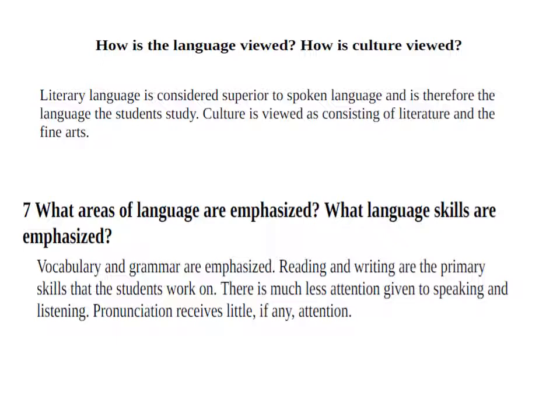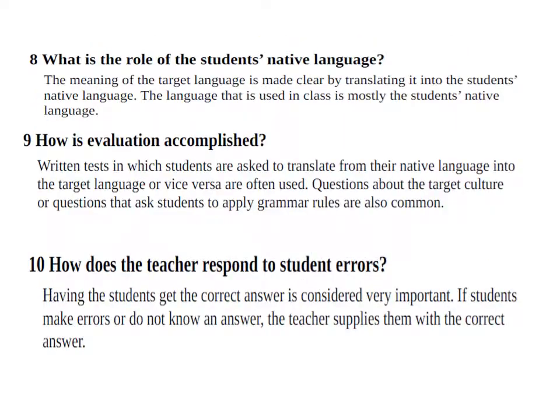Reading and writing are the primary skills that students work on. There is much less attention given to speaking and listening. Pronunciation receives little, if any, attention. Of course, these questions are supposed to be answered in relation to all methods and approaches that we are studying now or we will study in the future. So, this is something fixed that we should know in relation to each method.